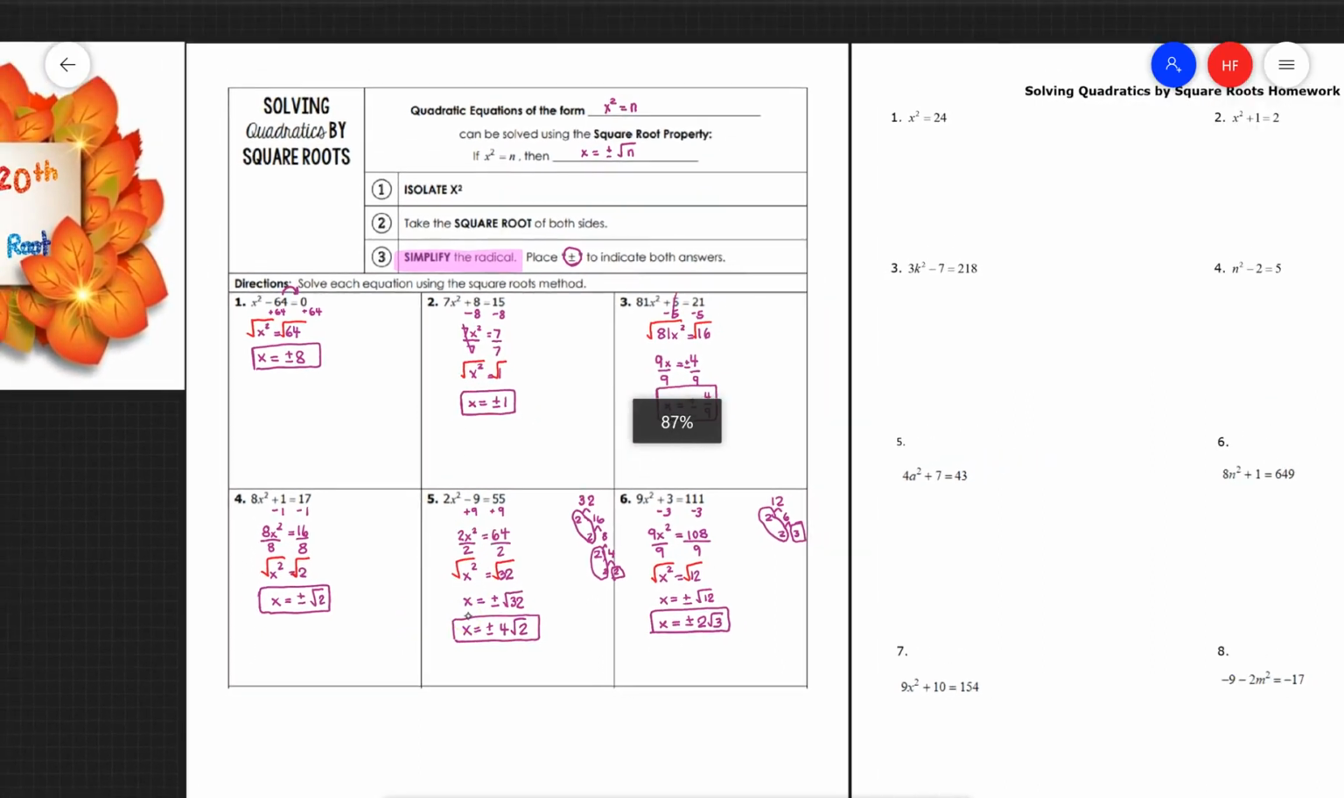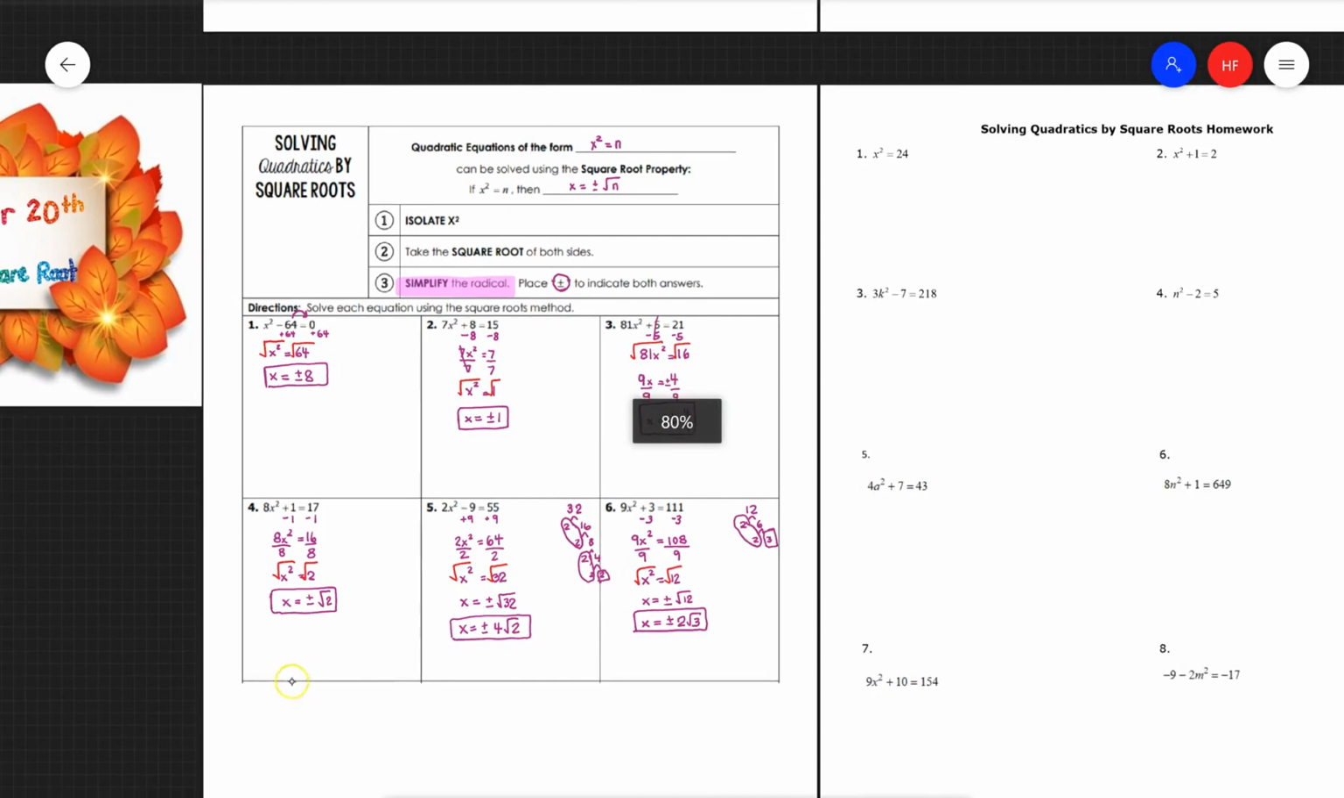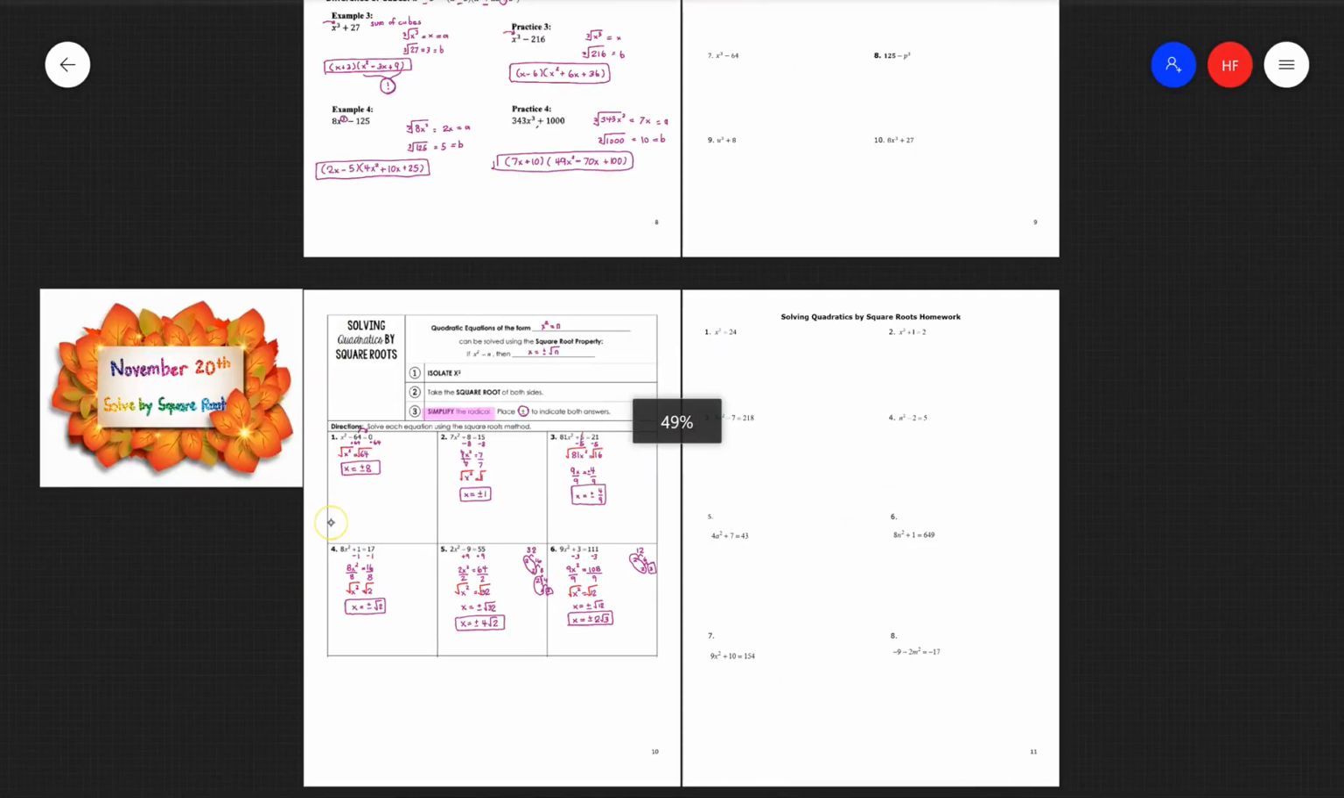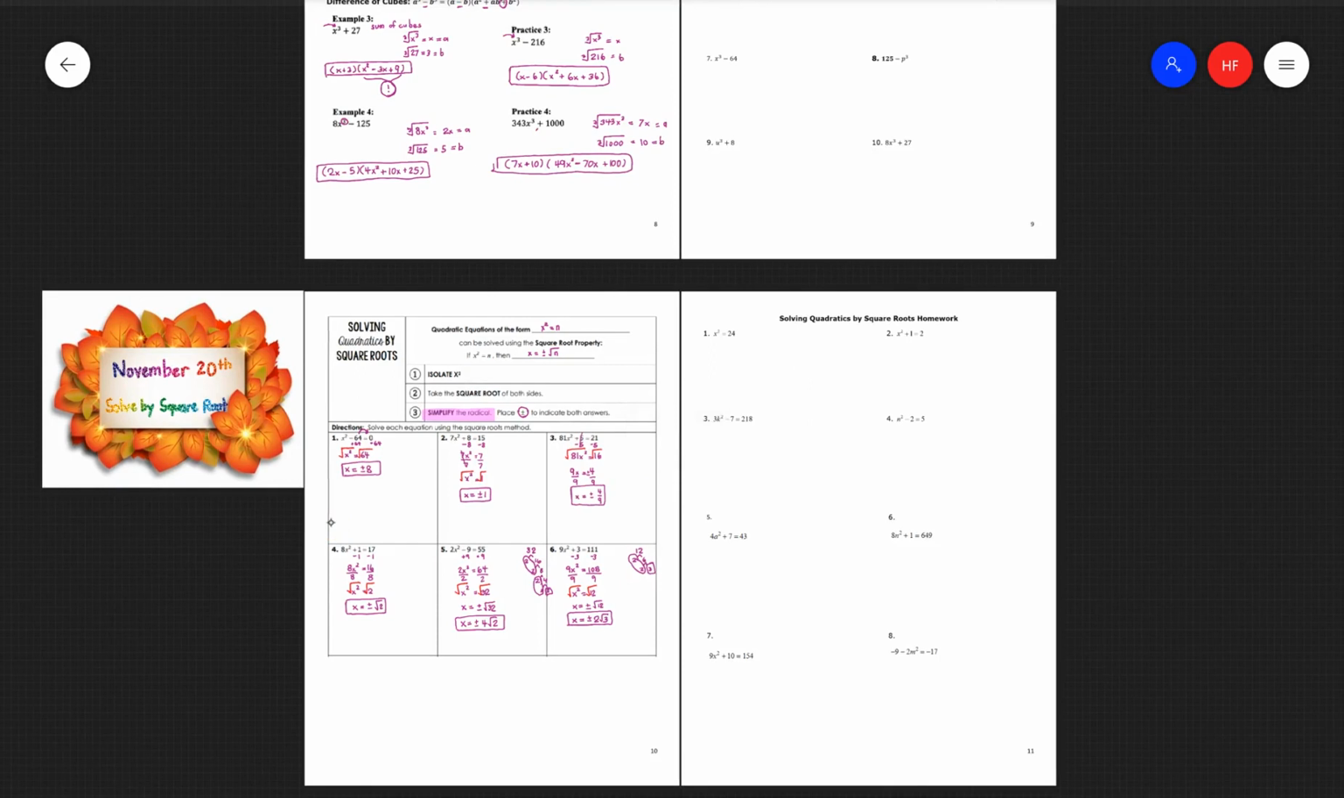So that is it for the notes for today. And then you will have the homework on the right side. Make sure that you are having the numbers on the left side. So x squared or whatever your variable squared equals a number, and then you can use the square root method. I will be posting half of these answers on Canvas, so just check back to see if your work is correct and if you did the problems correctly.